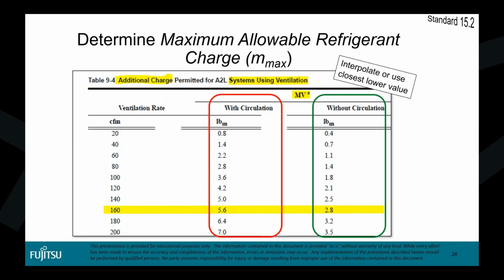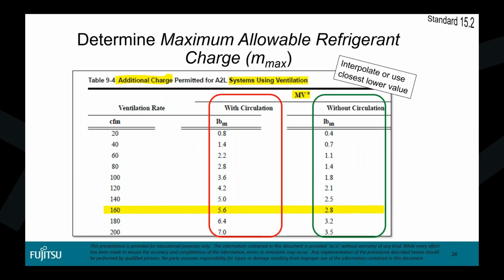Let's look at the MV. That's the additional factor if we have ventilation. Then the room height and size doesn't really matter. Then it's ventilation rate, the CFM. Go down on the left, hit 160. In this example, the table goes much further. I just made it simple at 160. And I go out to the right.